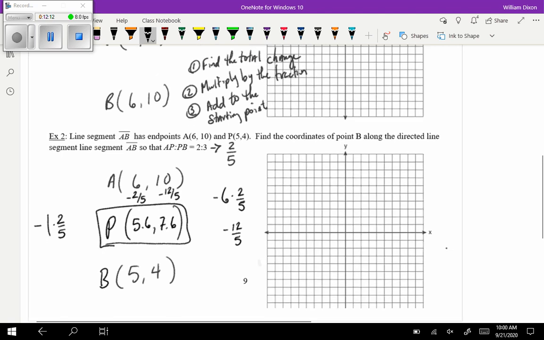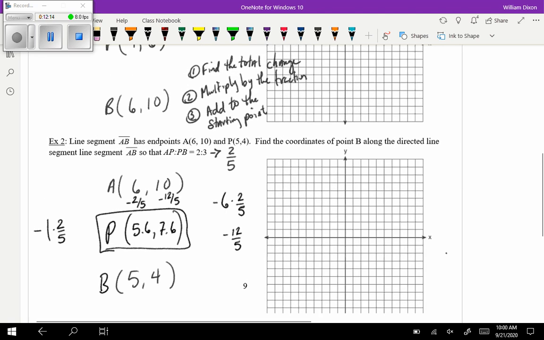Okay, remember, 3 steps. Find the total change, multiply by the fraction, and the fraction is adding those two together with that numerator, and then adding to the starting point. Remember, that's the part, adding or subtracting to the starting point, but that's the part that students usually forget.